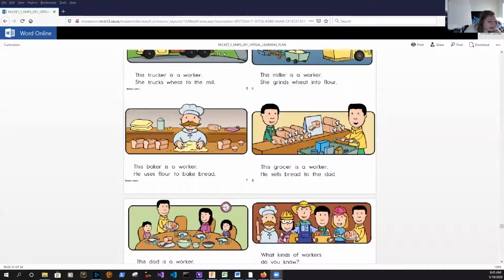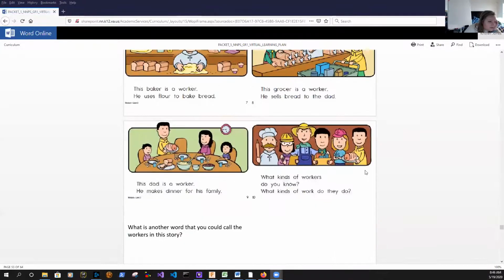This baker is a worker. He uses flour to bake bread. This grocer is a worker. He sells bread to the dad. This dad is a worker. He makes dinner for his family. What kinds of workers do you know? What kinds of work do they do?